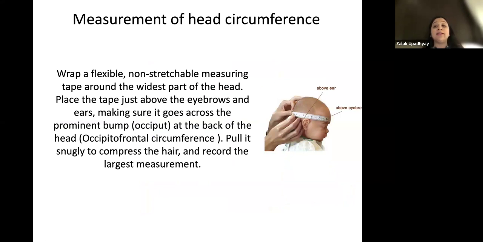But how do we measure the head circumference? We talk about height, weight, and head circumference. For head circumference, wrap a flexible, non-stretchable measuring tape around the widest part of the head. So just above the eyebrows, above the ears, and then it goes back at the prominent bump, the occiput at the back, and that is the occipitofrontal circumference, the head circumference. We have to pull it snugly to compress the hair, and we record the largest measurement. So this is how we take the head circumference. And remember, that is also important to diagnose any neurological disorders early. So the head circumference should also be plotted on the growth chart.